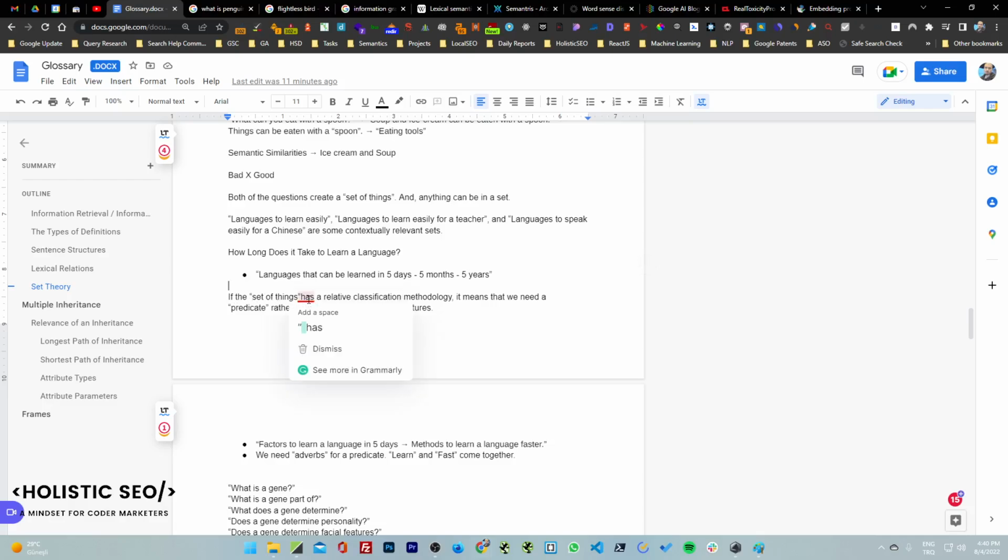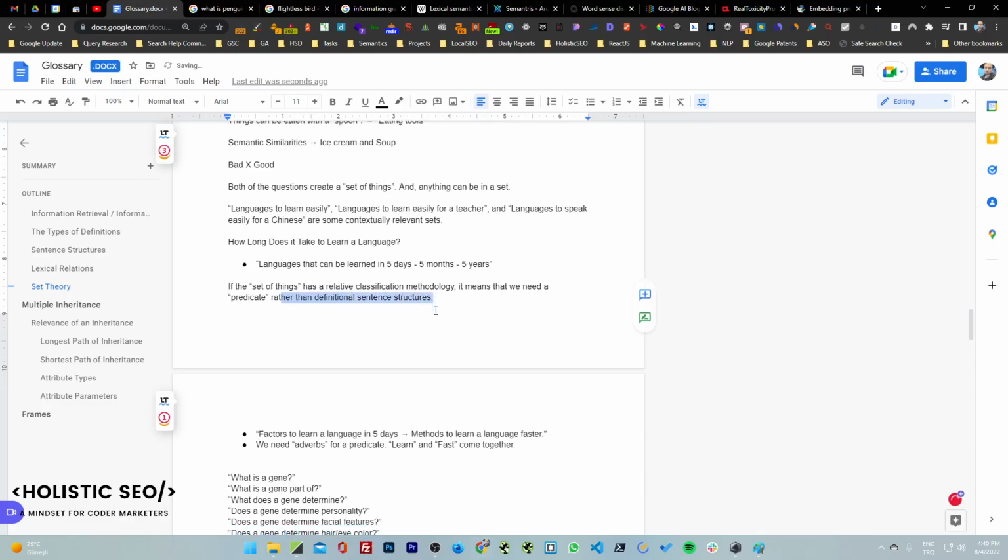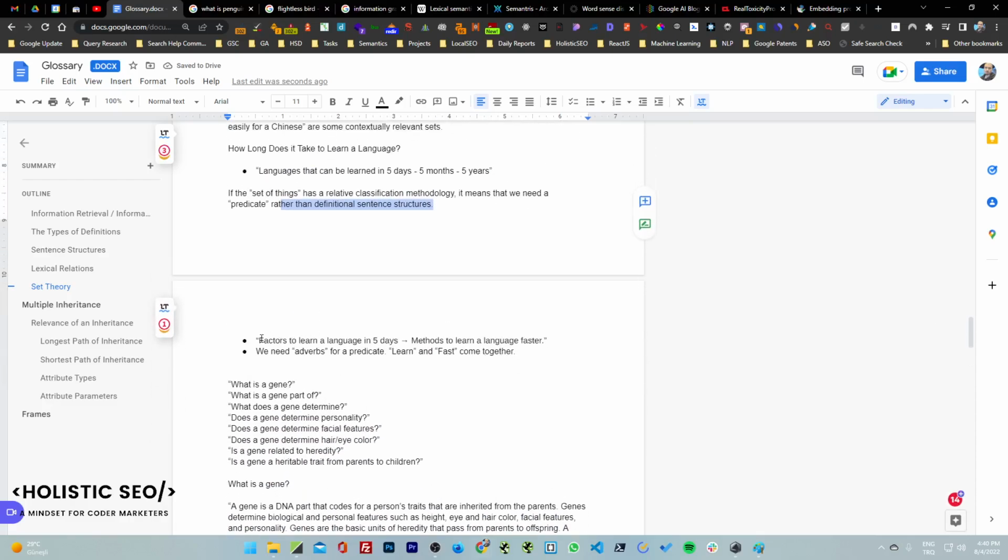So if the set of things has a relative classification methodology, it means that we need a predicate rather than a definitional sentence structure. Let's say someone asks for factors to learn a language in 5 days. So again, I will read here: set of things has a relative classification methodology. Any guess what relative classification is? It's actually here. We are asking for a set. It says in 5 days.